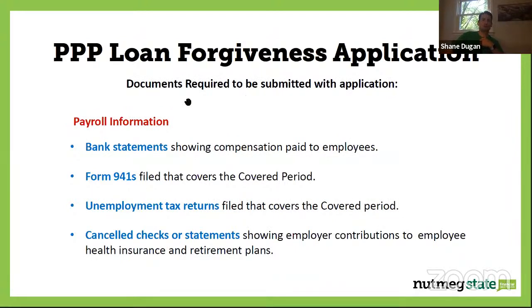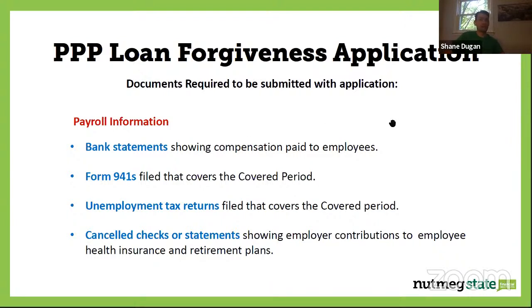So where are you going to get most of this information, right? So your payroll information specifically. Most likely that's going to be bank statements to show compensation to employees. If you filed 941s, likely that. Unemployment tax returns filed during the covered period might likely have that information as well. Last but not least, canceled checks or statements showing the employer contributions to employees' health insurance, that type of stuff, all of which is considered payroll.